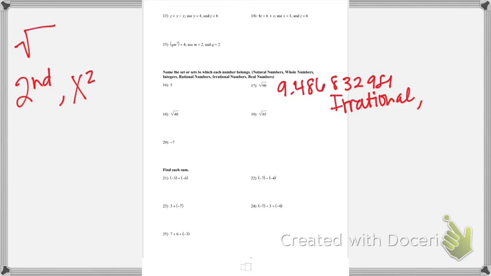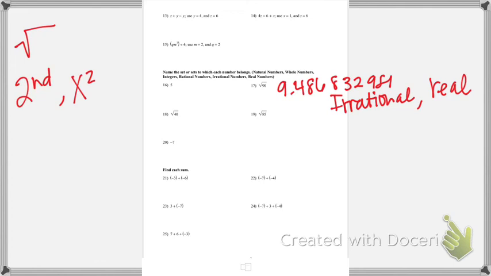It's also a what kind of number, though? Can it be on a number line? Yes, it would be between 9 and 10, so it would be on there somewhere. So we're also going to say it's real. It's not a counting number. It's for sure not a whole number. It is not an integer. Irrational and real.